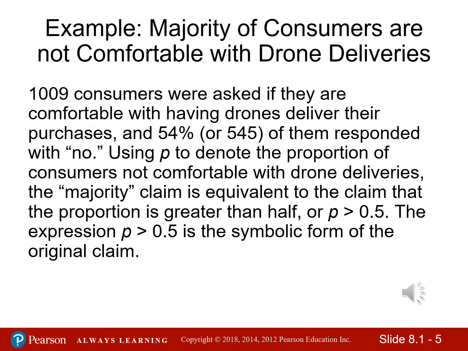Let's consider this example. 1,009 consumers were asked if they are comfortable with having drones deliver their purchases, and 54%, or 545, of them responded with no. Using P to denote the proportion of consumers not comfortable with drone deliveries, the majority claim is equivalent to the claim that the proportion is greater than half, or P is greater than 0.5. The expression P greater than 0.5 is the symbolic form of the original claim.